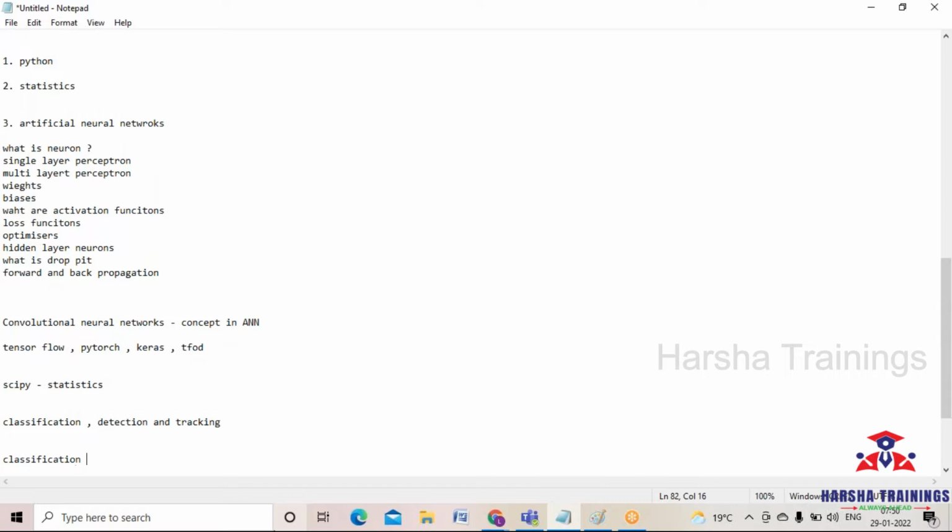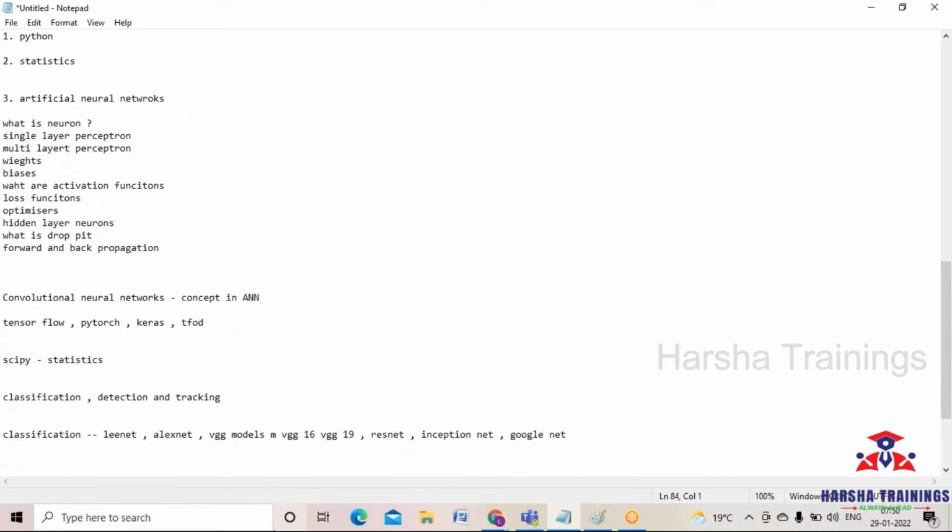In classification, we'll go for LeNet, AlexNet, VGG models, that is VGG16, VGG19, ResNet, InceptionNet, GoogLeNet. So all these algorithms we'll be discussing here. Coming to the detection algorithms, we'll see what is RCNN, next Fast RCNN, Faster RCNN, SSD, YOLO V1, V2, V3 and V4.